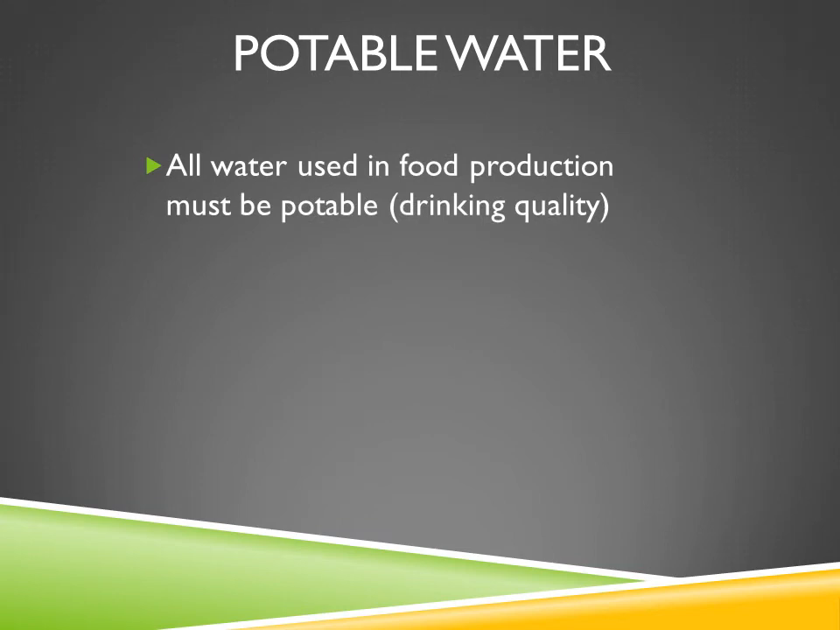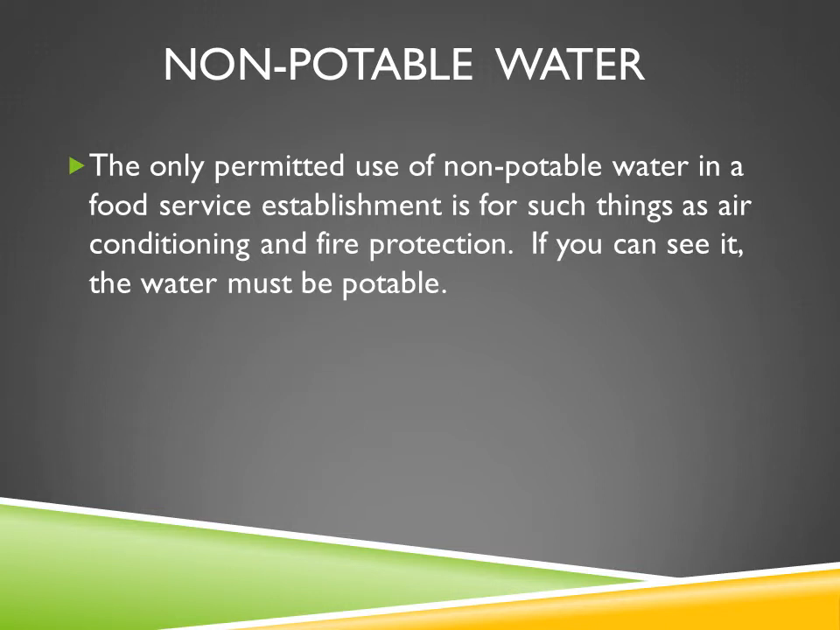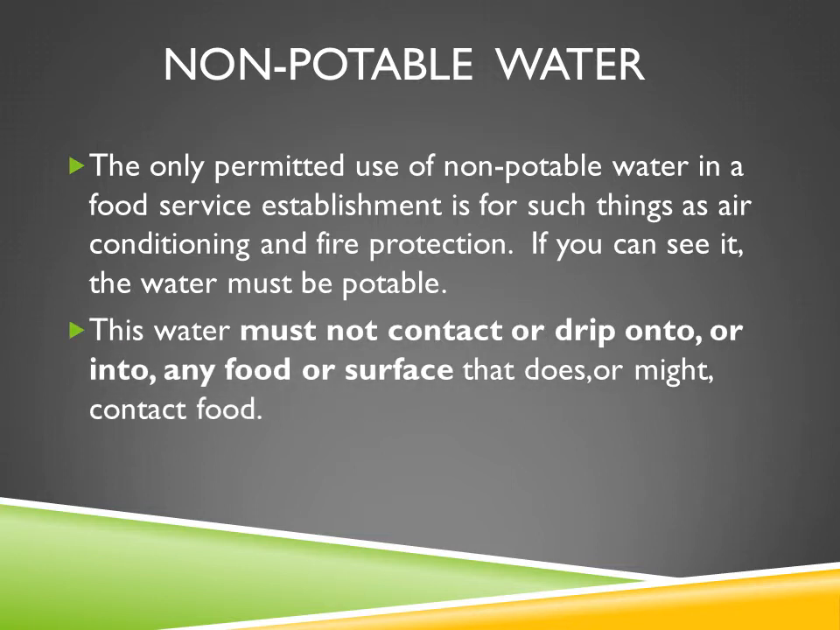All water used in food production must be potable, which is drinking quality. Water used to clean equipment and utensils must be potable. Basically, the rule of thumb is if you can see the water, it must be potable. The only permitted use of non-potable water in a food service establishment is for such things like air conditioning, fire protection. Remember, you can't see that water, so that's fine. Doesn't mean it's poopy water, it just means it's not treated for drinking. So those would be non-potable, in such things as air conditioning, fire protection. If you can see it, the water must be potable.